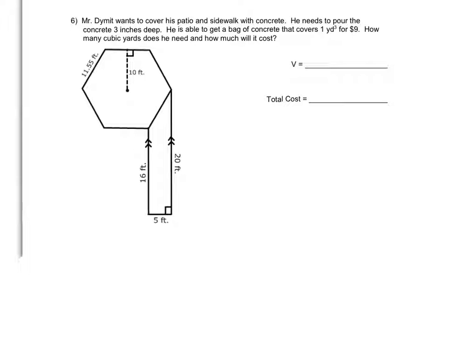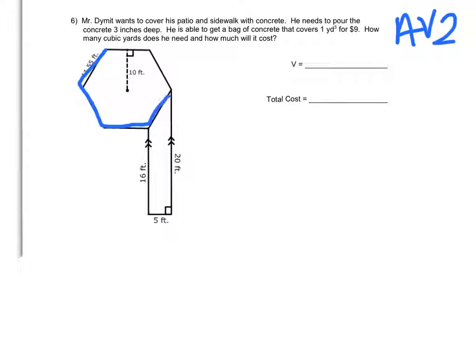Problem number 6 on the AV2 review worksheet is quite complicated. We have to figure out how many bags of concrete Mr. Dimmitt has to buy to make his patio and his sidewalk. Let's start by looking at the patio.